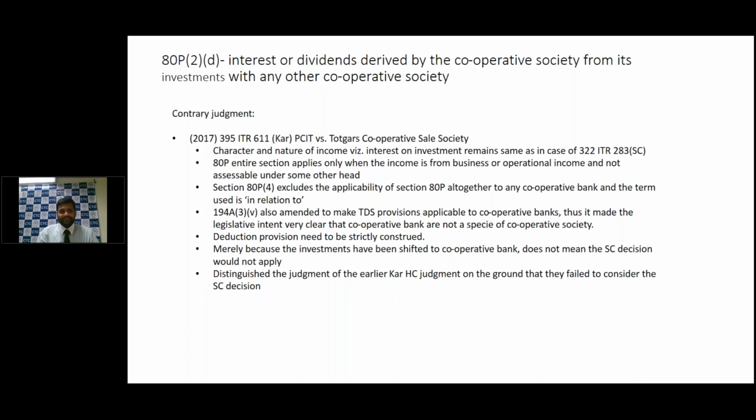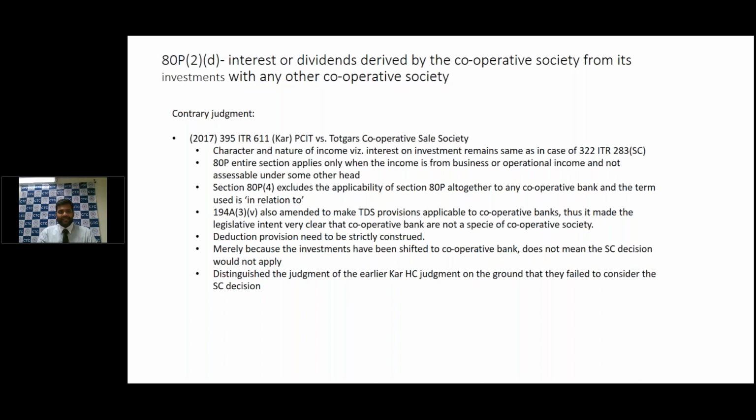However, here, surprisingly, the Karnataka High Court has taken a diametrically opposite view. These are some of the points or findings of the court. They say that whether you invest in a nationalized bank or in a cooperative bank, the nature and character of your income remains the same as the nature and character of income which was there in the case before the Supreme Court.